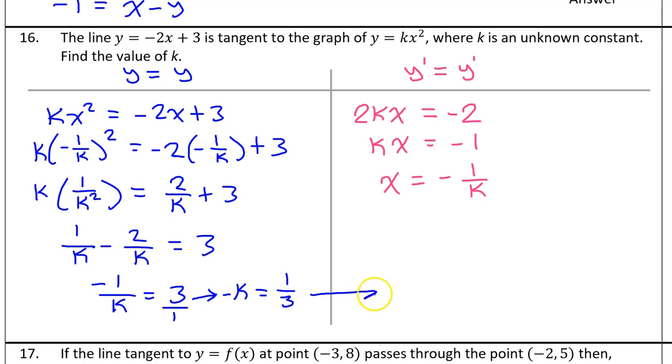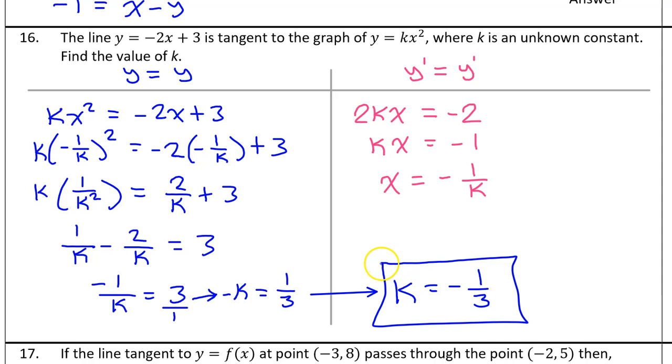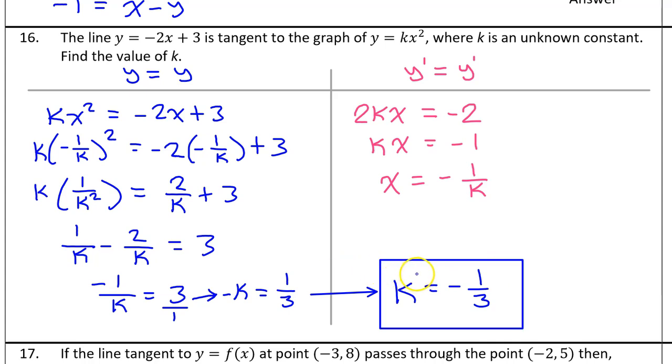I'm just going to go into the red area now. Obviously, to get k by itself, we just need to multiply both sides by the negative 1. So k is equal to negative 1/3. Kabam! Super common question. Practice it.